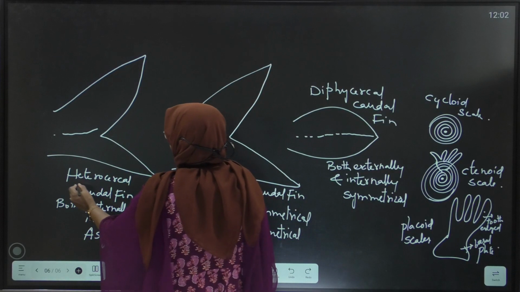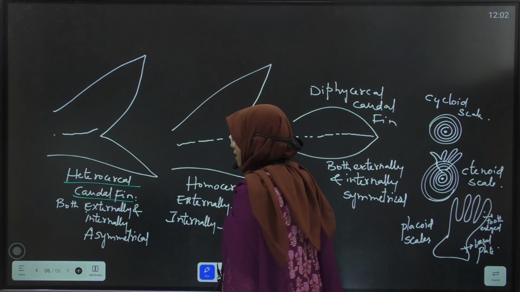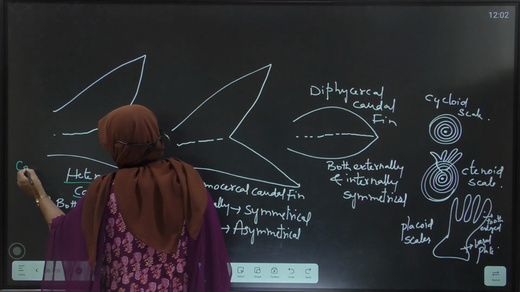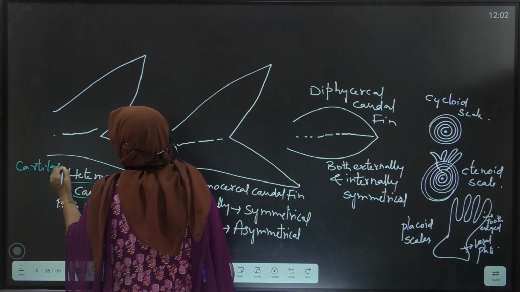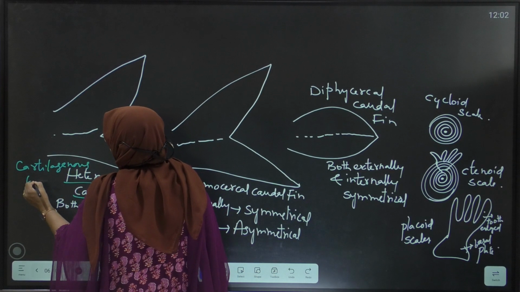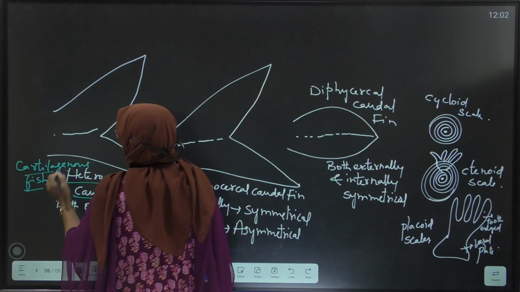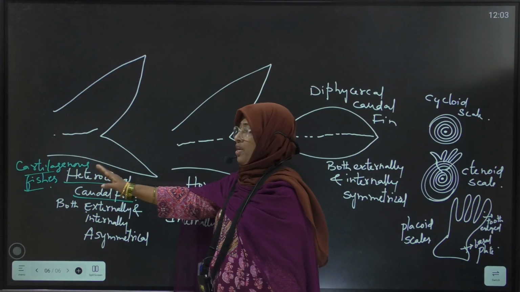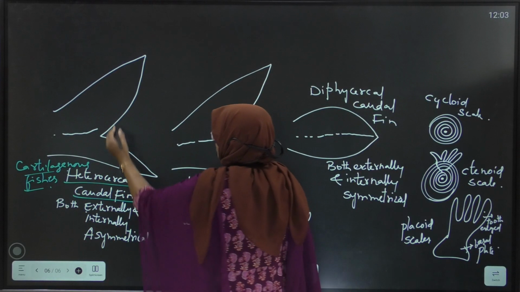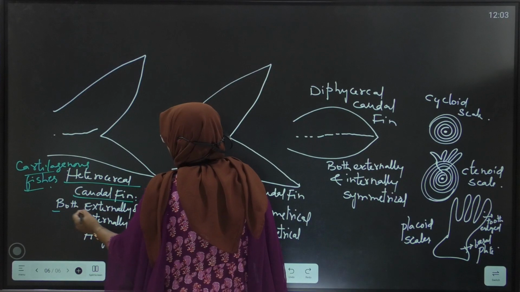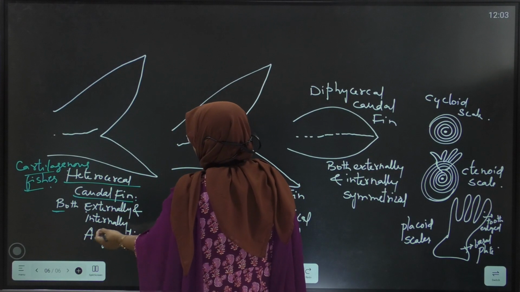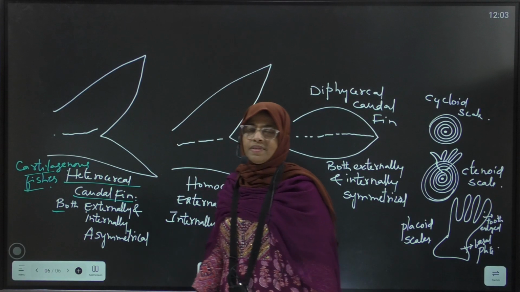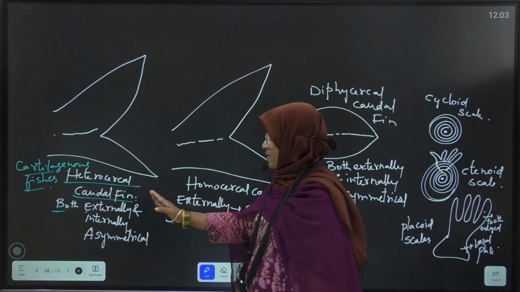Here are diagrams of different types of caudal fins. The heterocercal caudal fin is found in cartilaginous fishes. Heterocercal caudal fin means the caudal fin is externally and internally asymmetrical. It divides into two unequal sized lobes.